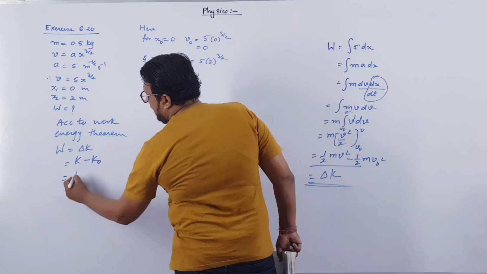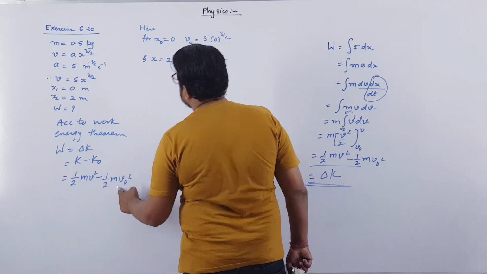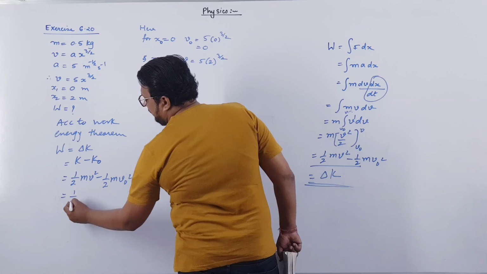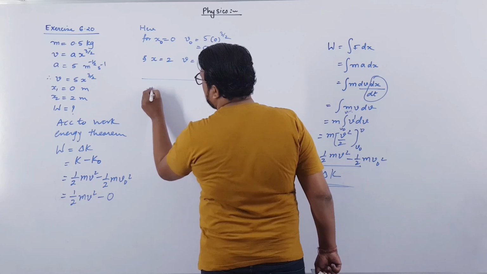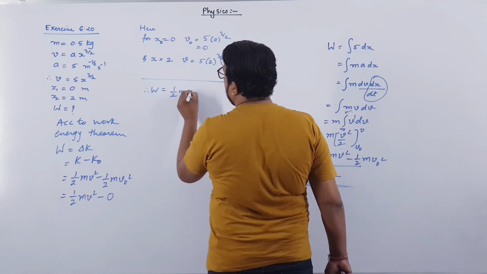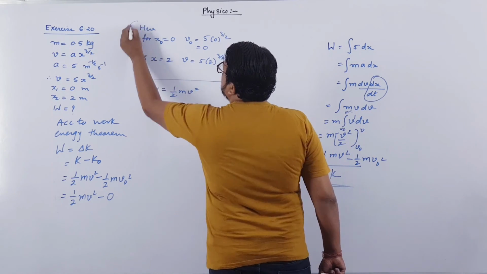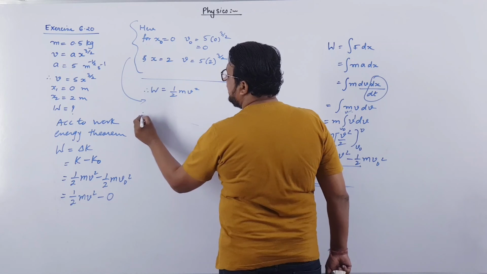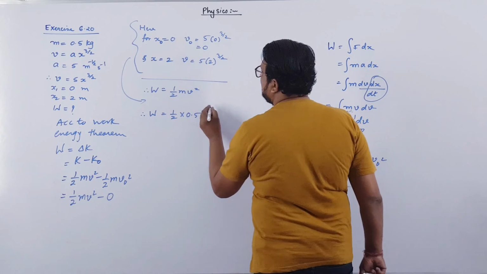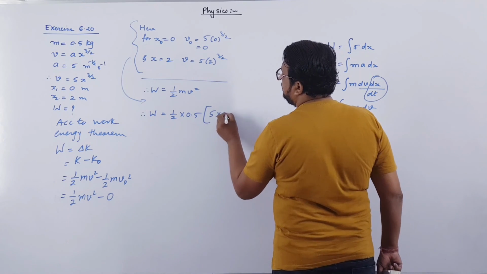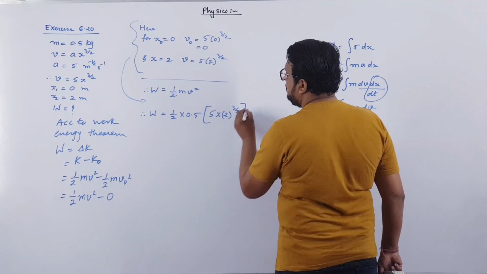So this will be equal to half m v square minus half m v0 square. This is 0, so this is equal to half m v square minus 0. Therefore W will be equal to half m v square. Then this quantity we write over here. So W will be equal to half of m, which is 0.5, into v, which is 5 into 2 raised to 3 by 2, whole square.